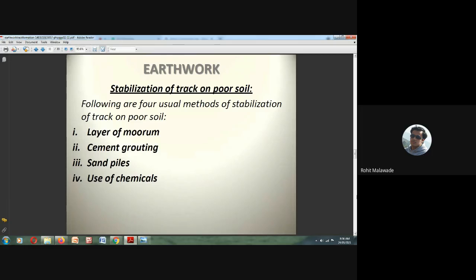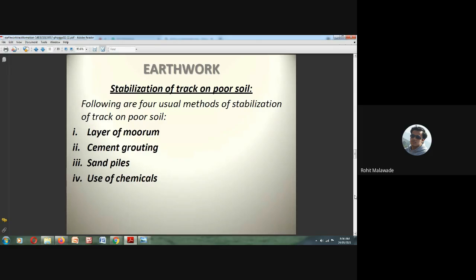Now we will see how the stabilization of a poor soil will be done. Before this, we will see what the different functions of your subgrade or the formation are.